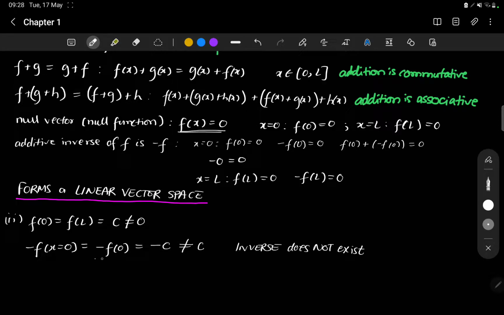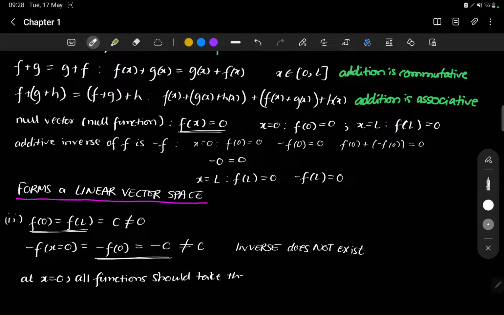Because this function, which takes some negative value, some different value at x equal to 0, is not allowed by this definition that we have. From this definition, at x equal to 0, all functions should take the value c. Now clearly our inverse function is not taking that value c.